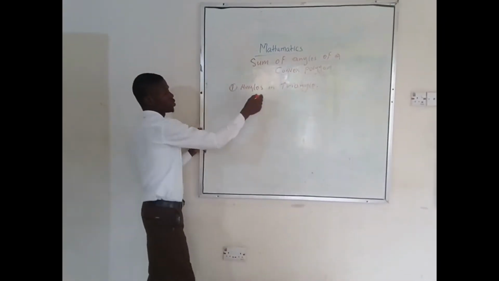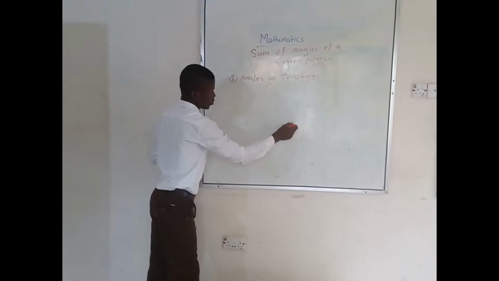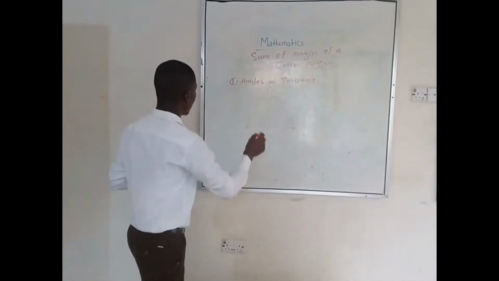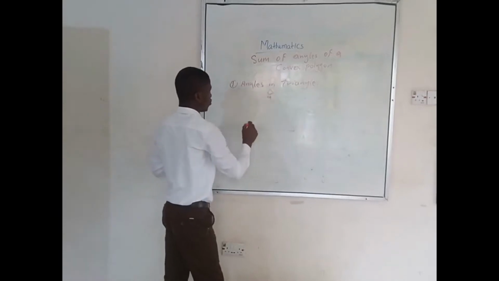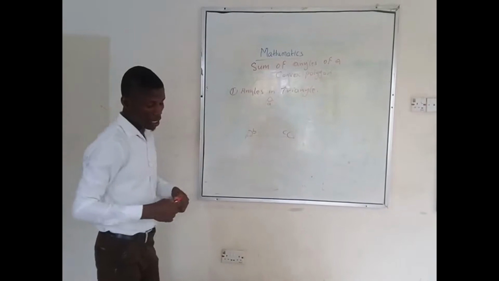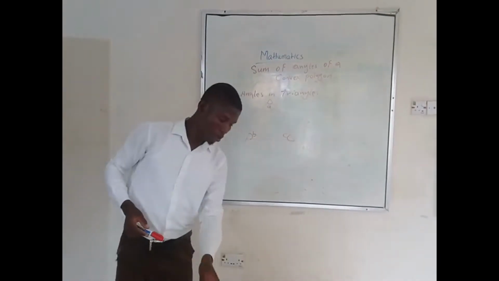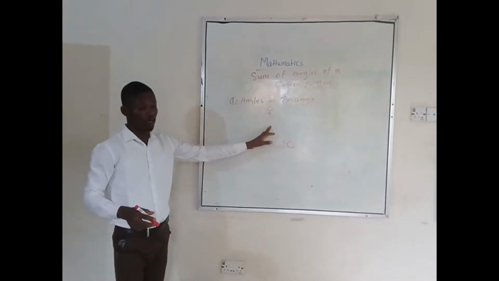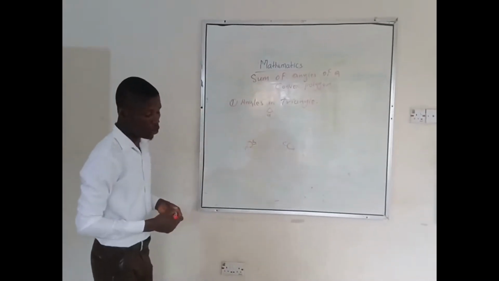Good. This is a triangle. We call here A, here B, and here C, as the case may be. So let's start. The sum of angles in a triangle equals 180. That's the first thing we're supposed to know.